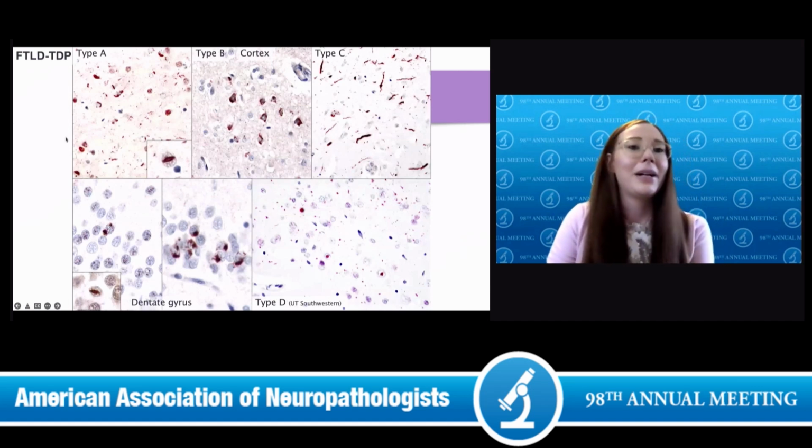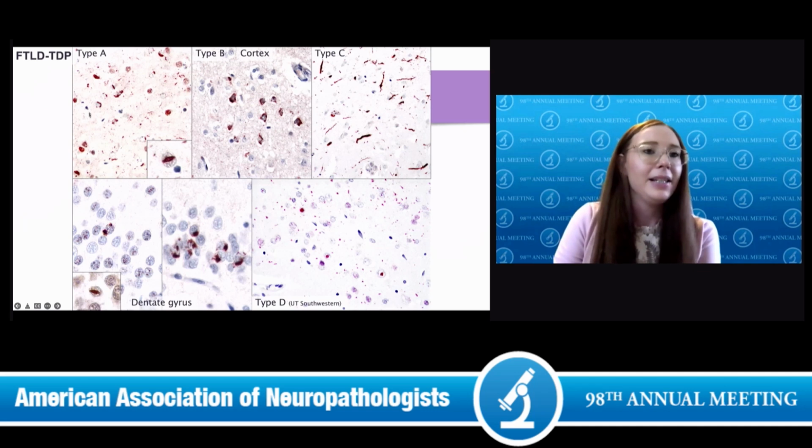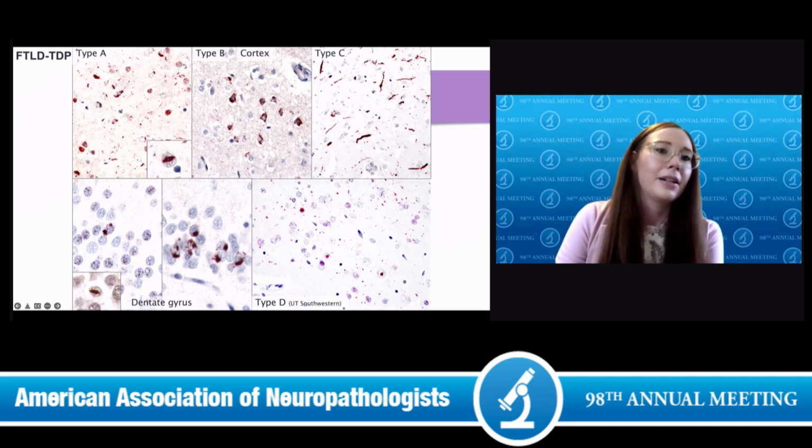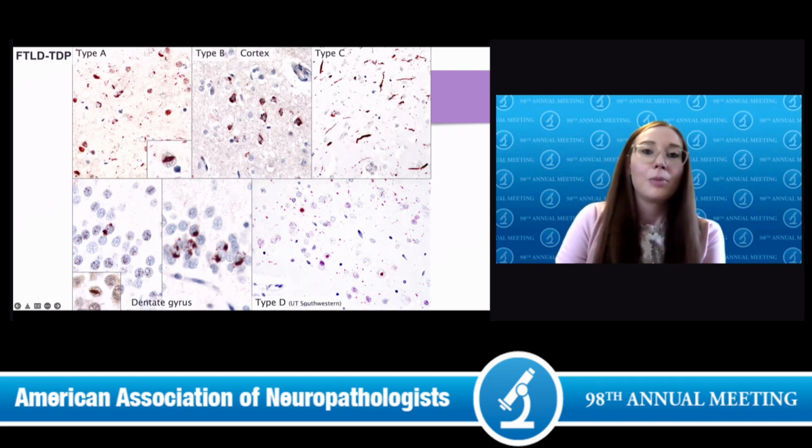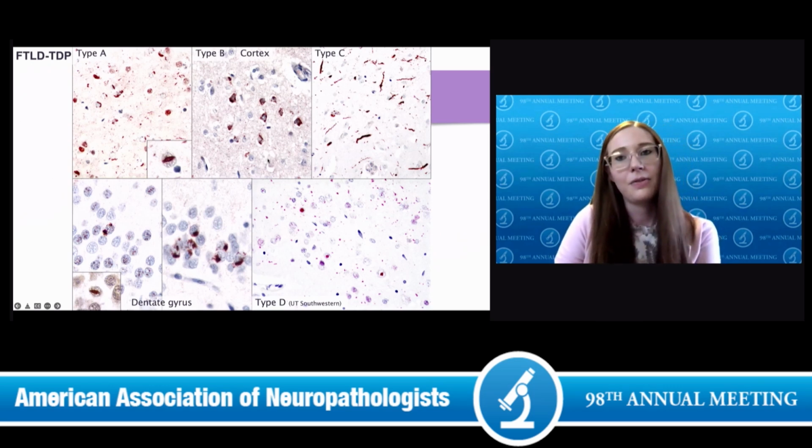These are some high-power photomicrographs showing type A. You can see here that there are more neuronal cytoplasmic inclusions, as well as neuronal intranuclear inclusions, and these very fine appearing dystrophic neurites. Whereas in type B, you have more granular appearing, increased numbers of neuronal cytoplasmic inclusions and less dystrophic neurites.